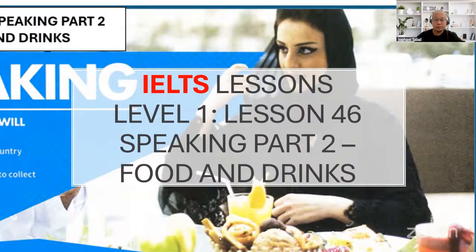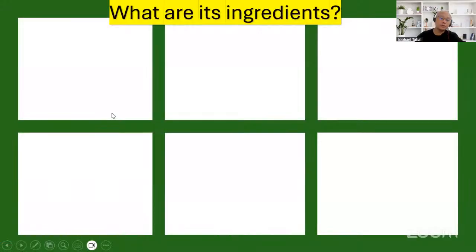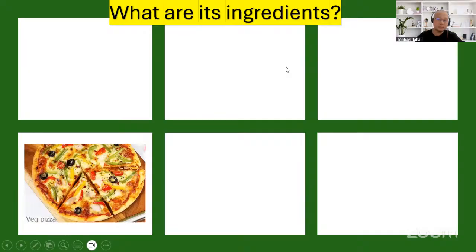So to start with, I'm showing you here the different kinds of food. And what you need to do is, I want you to write the ingredients, okay?